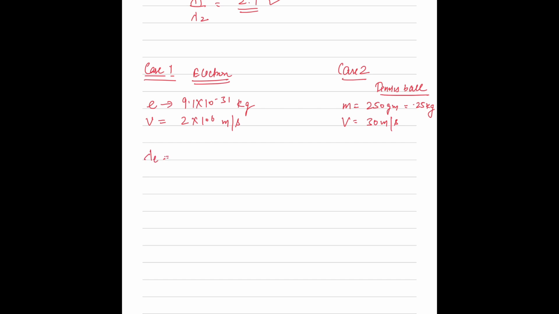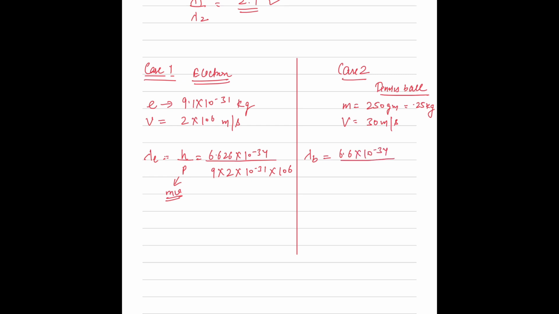In the case of the electron, lambda will be h upon p, right? H is 6.626 into 10 raised to power minus 34, upon the momentum. P is momentum, which is mass into velocity. So I will take 9 approximately, into 10 raised to power minus 31, into 2 into 10 raised to power 6. This is the lambda of the electron. Similarly, in the case of the tennis ball, it will be 6.6 into 10 raised to power minus 34 upon 0.25, which is basically 1 by 4, into 30.